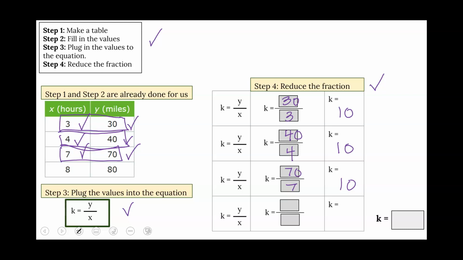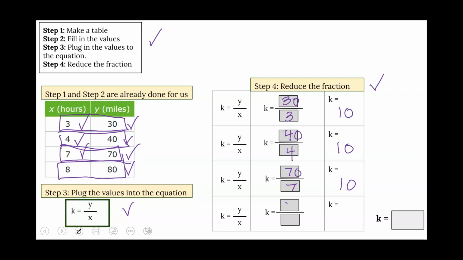All the way down. Well, it could be, but what if one of them doesn't match? What if we have 10, 10, 10, and maybe the next one is 5? That would mean that these are not proportionate, that there is no constant, because constant means that it's going to keep happening. And if it doesn't keep happening, then there's no constant of proportionality. So we've got to keep going to make sure that this works.